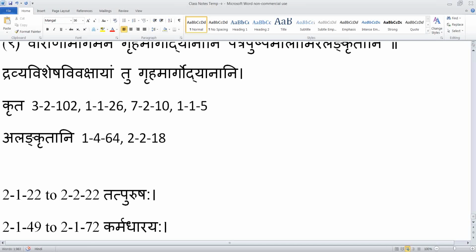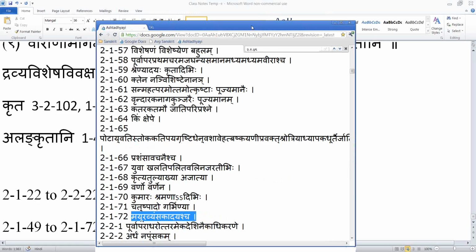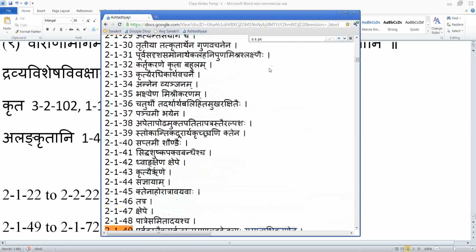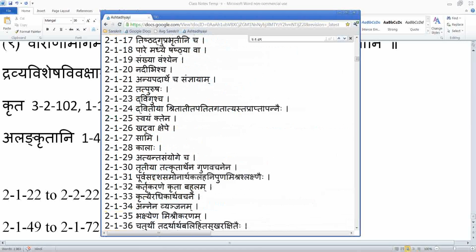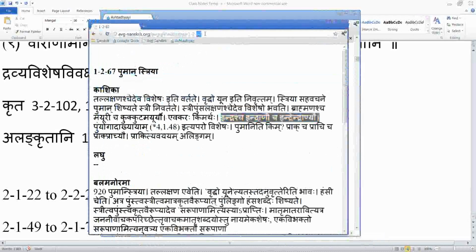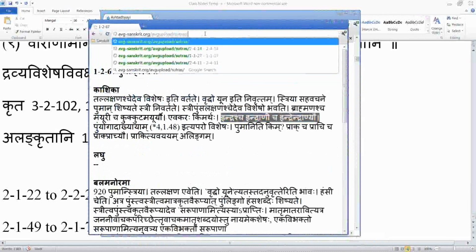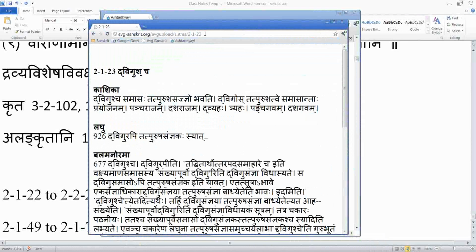Now, let's go a little bit deeper, and we'll go to the book in a second, but we can quickly look at this one. From 2.1.22, Tatpurushaha, then Dvigushcha. Let's look at 2.1.23 for a second. Another Sanya is coming now: Dvigushcha. Dvigushcha samasa tatpurusha sanya bhavati. Because Panini said cha, Dvigu also gets the Tatpurusha Sanya.